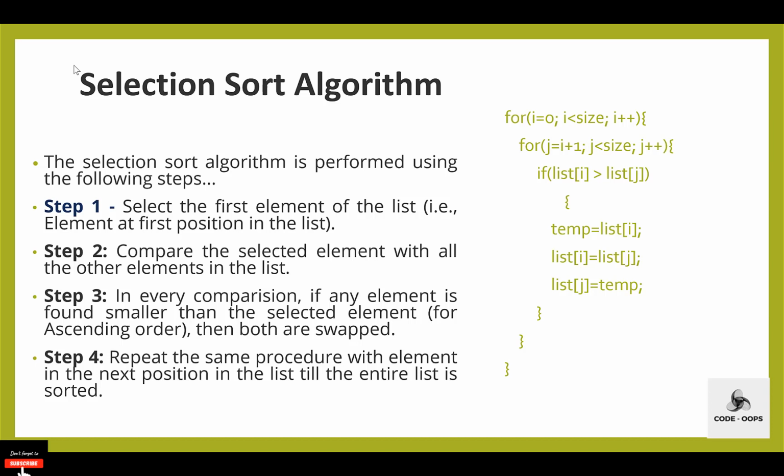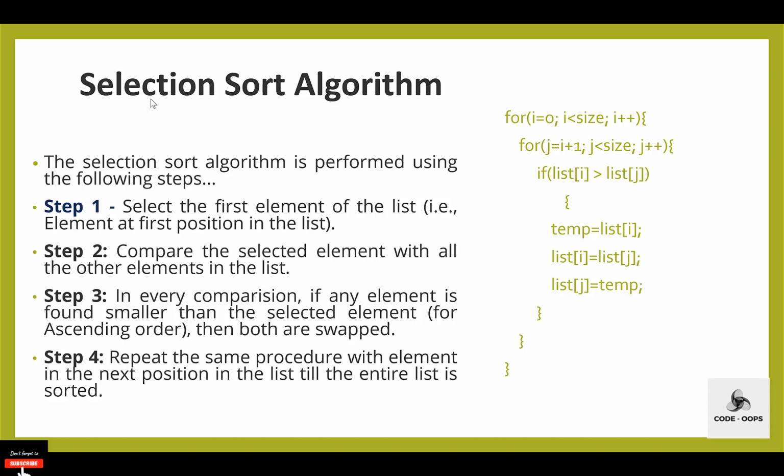Hello everyone, in this video we'll discuss the selection sort algorithm. Selection sort algorithm is used to arrange a list of elements in a particular order, ascending or descending. In selection sort, the first element in the list is selected and then it is compared repeatedly with all the remaining elements in the list. If any element is smaller than the selected element for ascending order, then both are swapped so that the first position is filled with the smaller element in the sorted order.